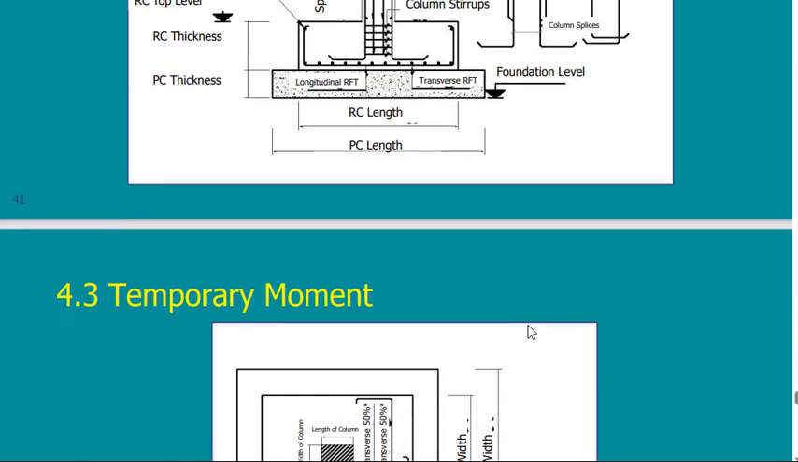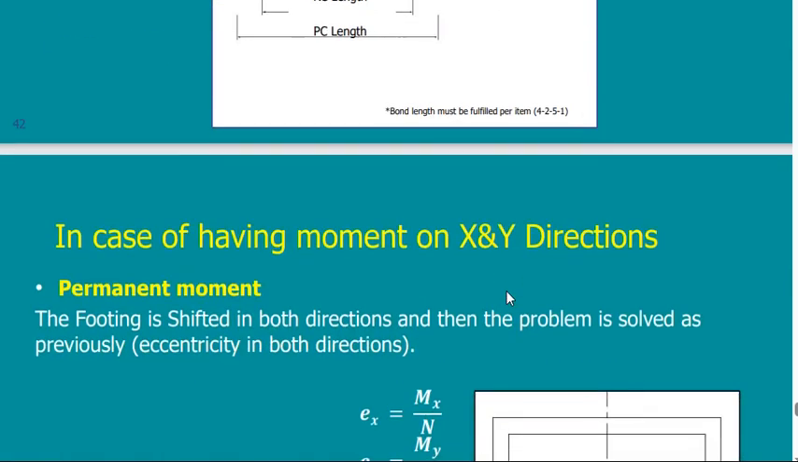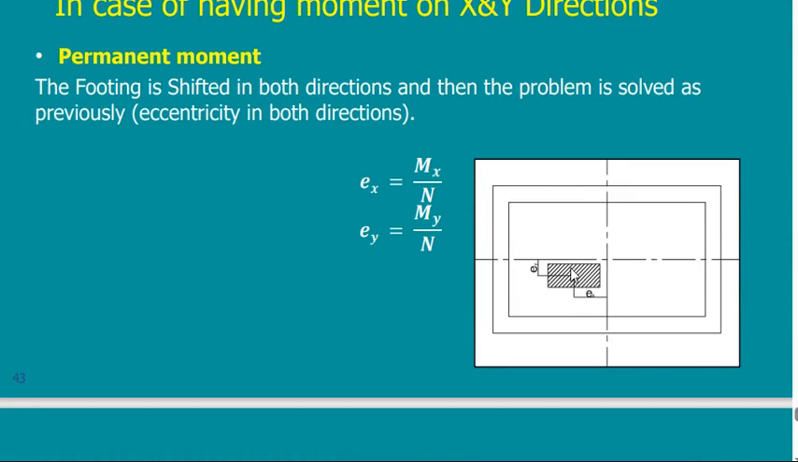Okay, let's continue the drawing. Of course, this is an example for a case of double moment. We have a moment in the x direction and a moment in the y direction, and I have to do the shift twice, once in the x direction and once in the y direction, to cancel both moments.